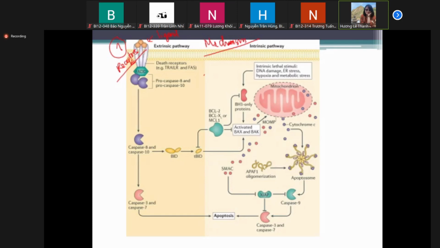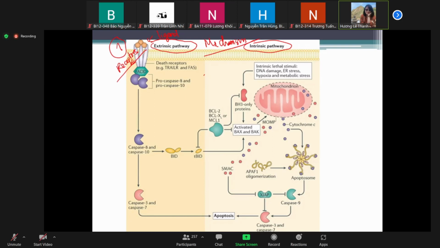We have two pathways in apoptosis, the extrinsic and the intrinsic pathway. First, the extrinsic pathway. The first step of the extrinsic pathway starts with signal molecules binding to receptors on the outside of the cell membrane. Here, the ligands bind to the death receptor. Why is it called that? Because it results in cell death, so we call it the death receptor.